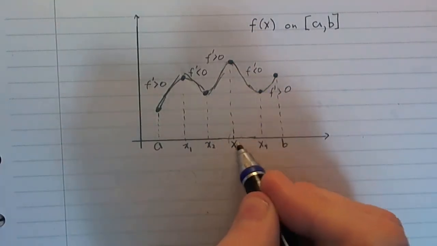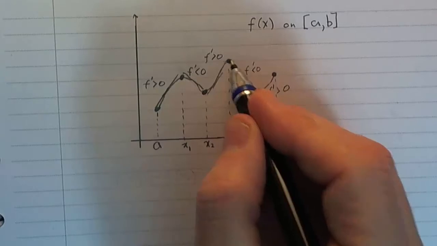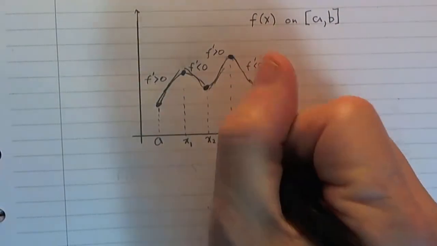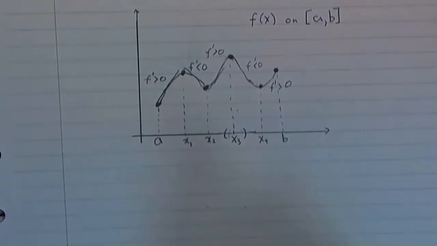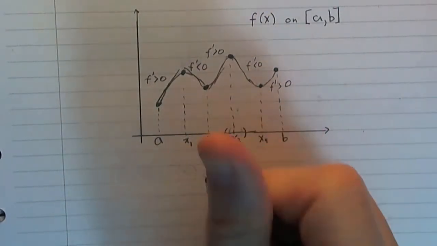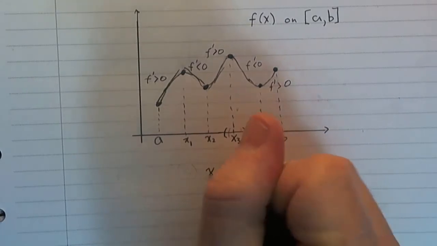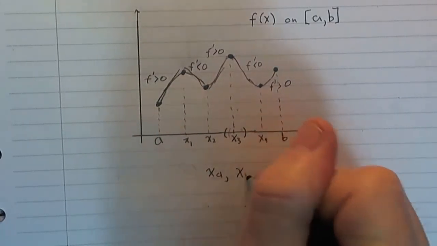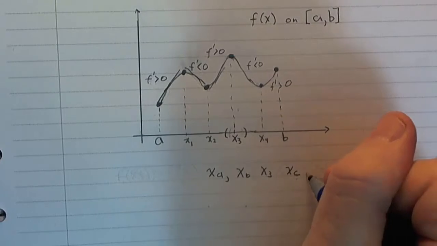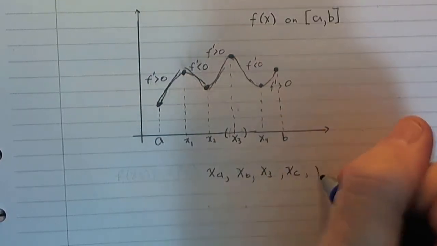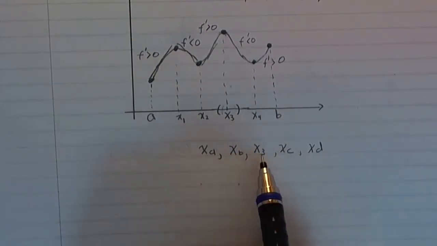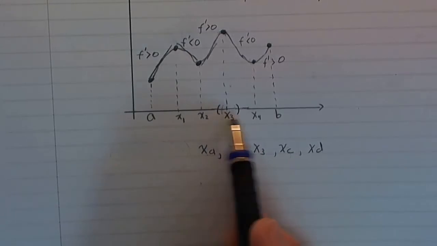Well, let's consider this x sub 3. Now, there's obviously a max that occurs there. There's a high point, a maximum value there. Well, what does that mean? Let's suppose I take a little interval about x sub 3, and let me go from smallest value to largest. Let's suppose that I have x sub a, x sub b, and then x sub 3 is here, x sub c, and x sub d. In other words, these are going from smallest to largest. So x sub 3 is in there. All of these are in this little interval.